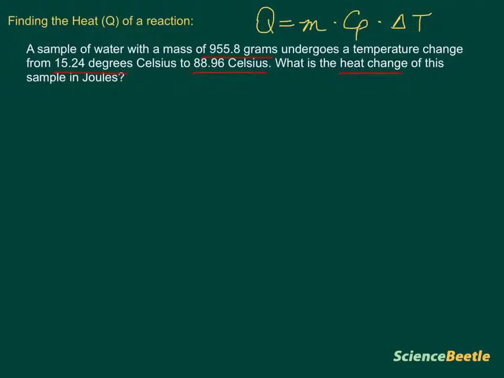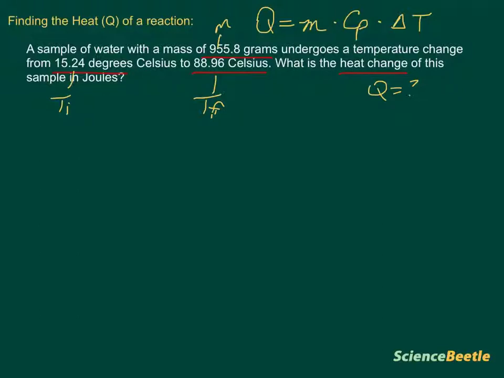So heat change here is generally referring to Q, so we're going to be looking for Q because we don't know what that is. And if we look at all the other numbers here, the 955.8 grams is denoting the mass. The 15.24 is a temperature value, and since it's the first temperature value given to us, this is our initial temperature. And then the 88.96 is another temperature value, and this is going to be our final temperature, because that's the final temperature given for the system. So what we need to do is solve for Q.